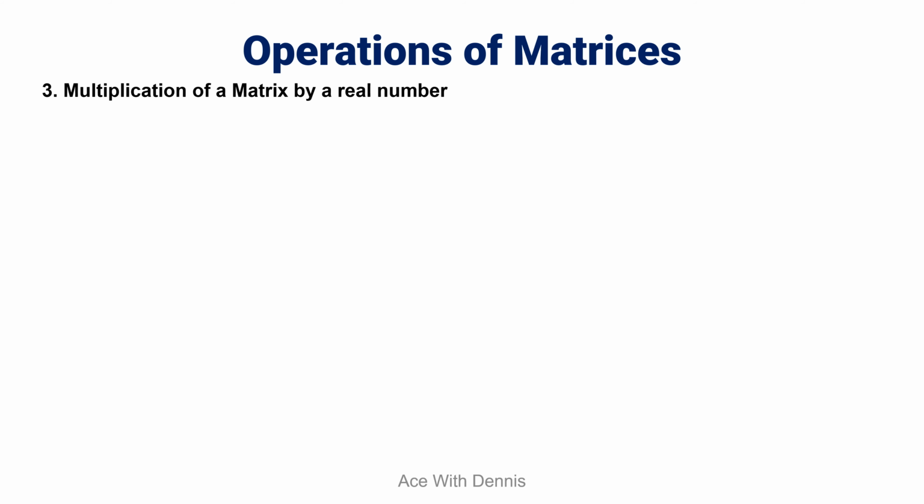The third operation of matrices that we want to discuss is multiplication of a matrix by a real number.